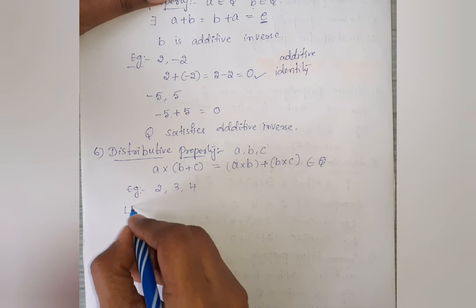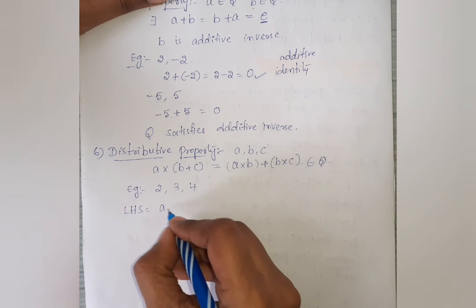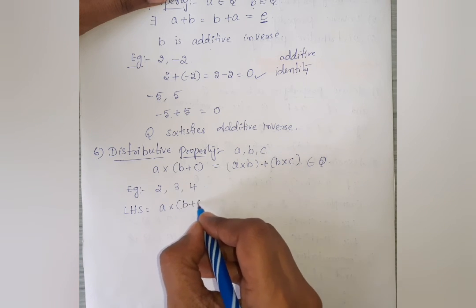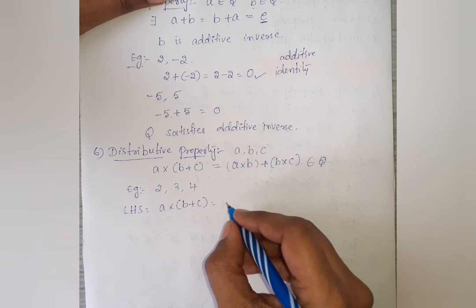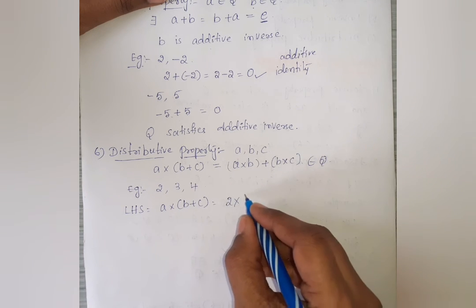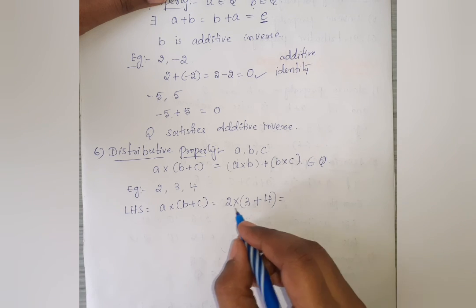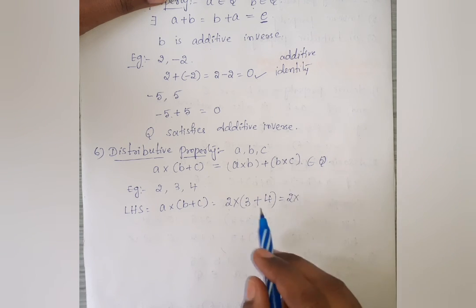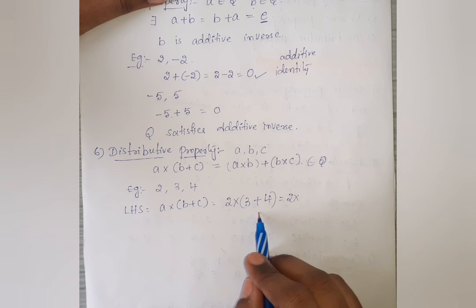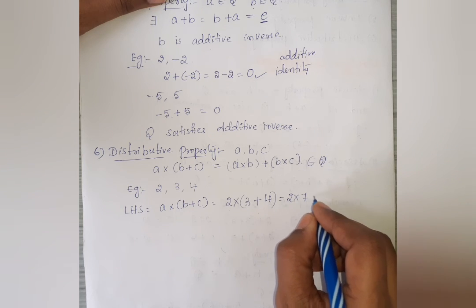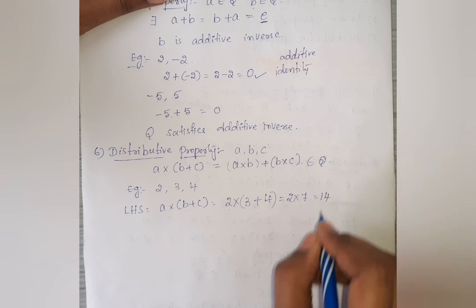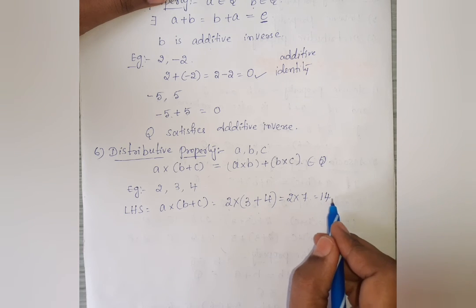First I am taking the left hand side equation. So a into b plus c. I am taking a as 2, b as 3, c as 4. 2 into, first do the operation within the brackets, 3 plus 4 is 7. So 2 sevens 14. So the left hand side answer is 14.